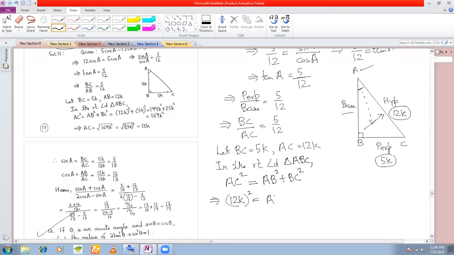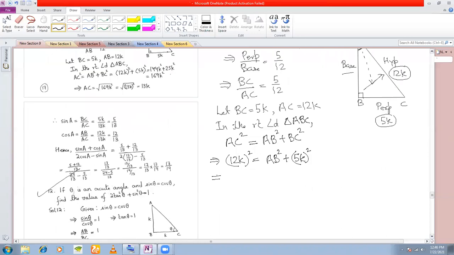AB you have to find out. AB is the base and BC is 5K whole square, which is 144K square is equal to AB square plus 25K square. So that means 144K square minus 25K square must be equal to AB square.